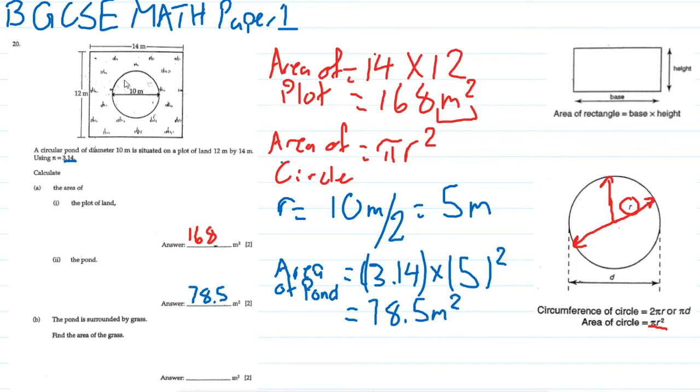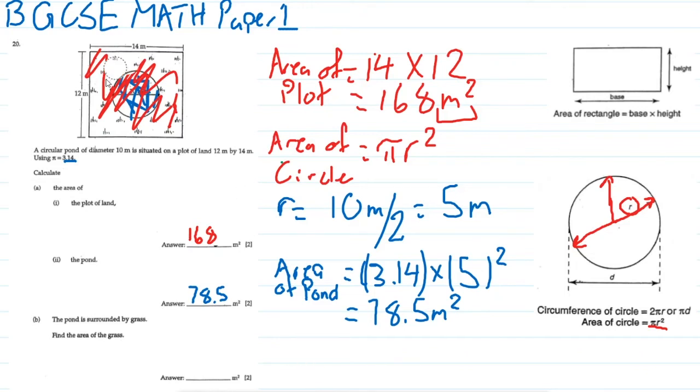Physically, that just means that the area of the pond in the middle is going to be 78.5 meters squared. We're only looking at the area within here. So far we have the area within the pond, and then we also have the area outside the pond, that being the whole plot of land.